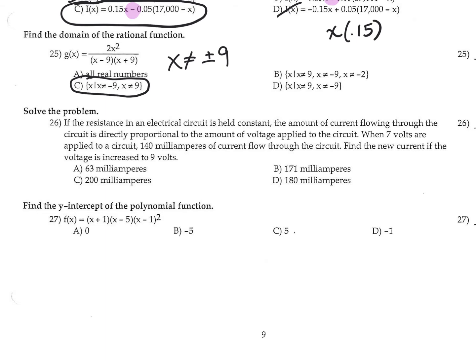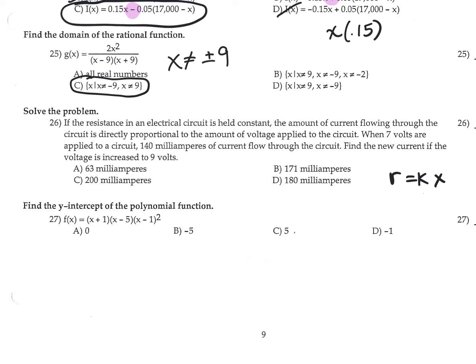Number 26 is a direct proportion problem. So they tell us that the resistance is directly proportional to the voltage. So we could set up a basic equation of R equals K times X, where R will be our resistance and X will be our voltage. We need to figure out our constant. That's our first step here.